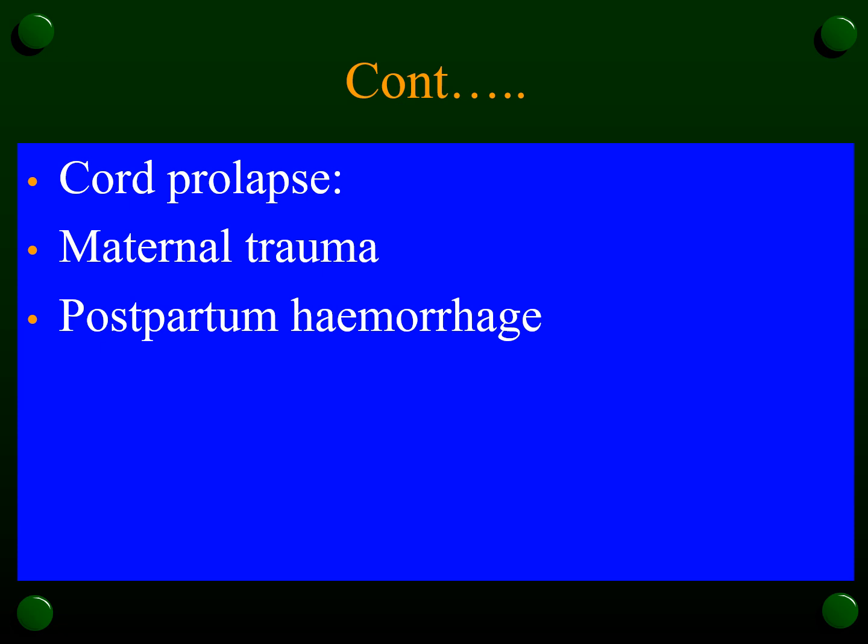And next is maternal trauma. If the presenting diameter is the largest diameter, for example, if it is mentovertical 13.5 centimeter, when this 13.5 centimeter is passing through the vagina, there is a chance for tear of the soft tissues of the perineum.